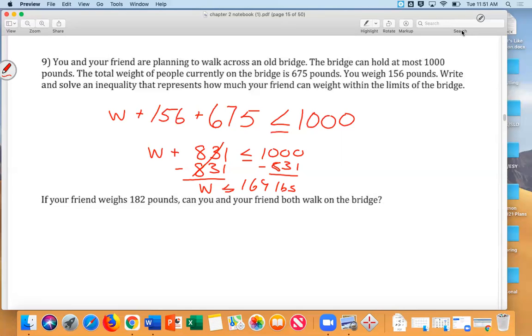Mike, can I make it on the bridge? Let me see. I weigh 182 pounds. No, you can't. Too fat. All right, so Mike and I cannot. No, we can't. And in the words of The Price is Right, no, that's too much.